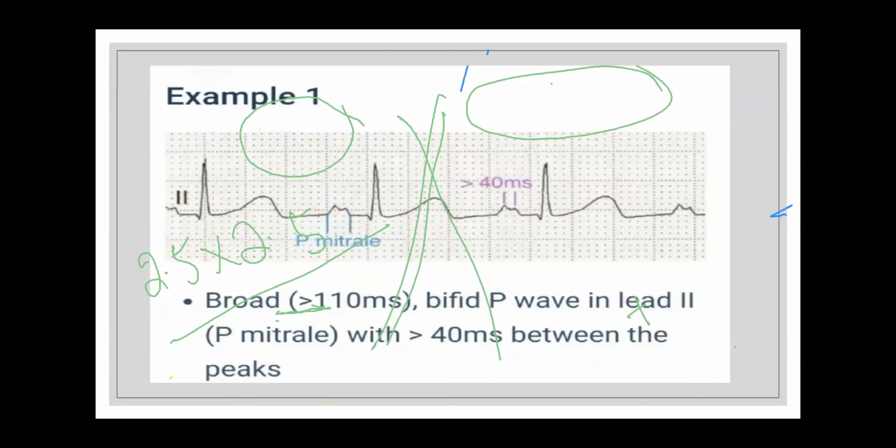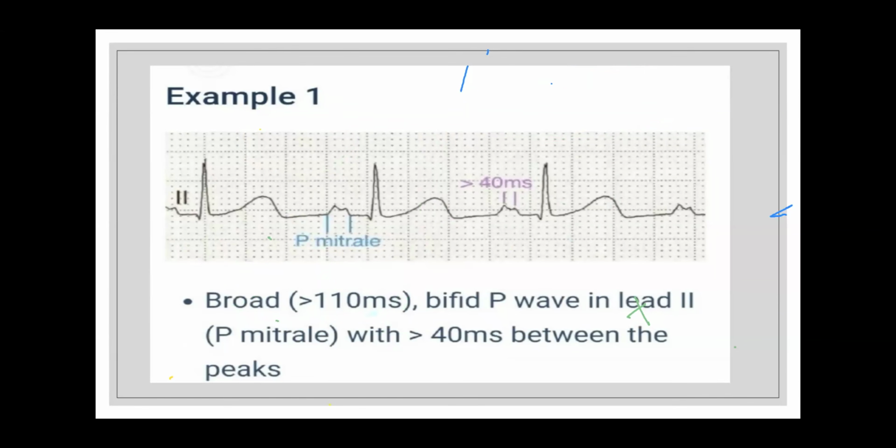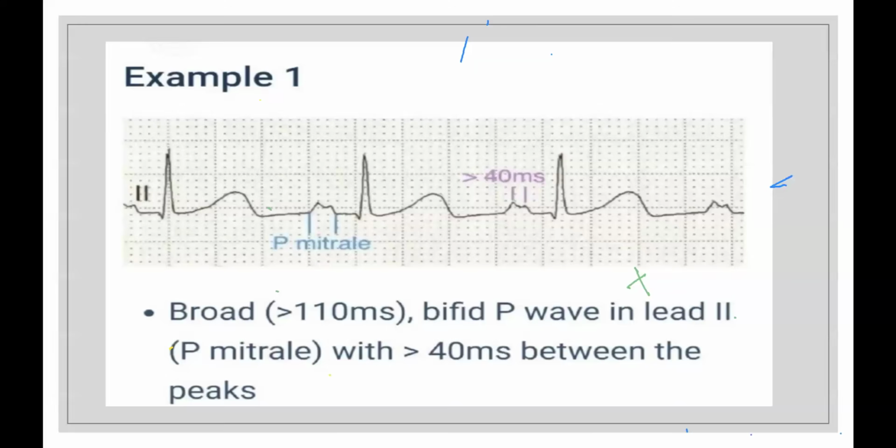Now take this example and see what is the problem in this P wave. Can you appreciate the problem? How many boxes does it contain? Clear-cut 3 boxes. It contains 3 small boxes and it is more wide. That is why it is P mitrale and it shows left atrial enlargement.